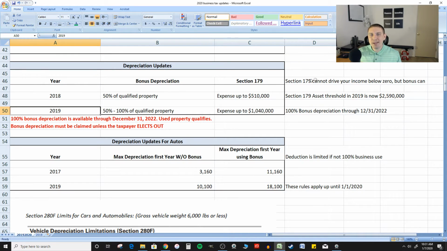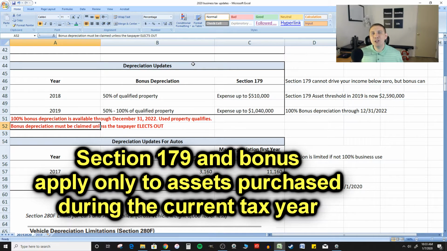The important thing to know about Section 179 is you cannot use Section 179 to drive your business income below zero, but with bonus you can. The thing to know about bonus depreciation is you're actually expected to take full bonus on all new asset acquisitions unless you elect out of it. So if you don't want to take bonus or don't want to drive your income to a negative amount, then I would suggest you elect out of bonus.